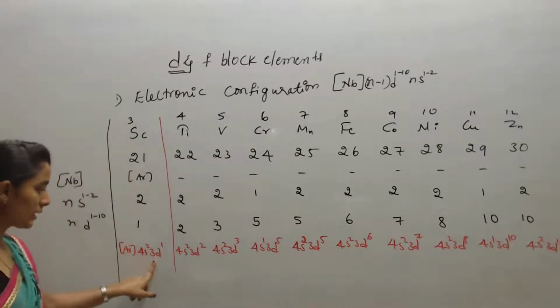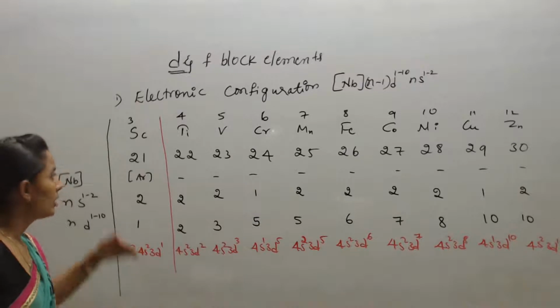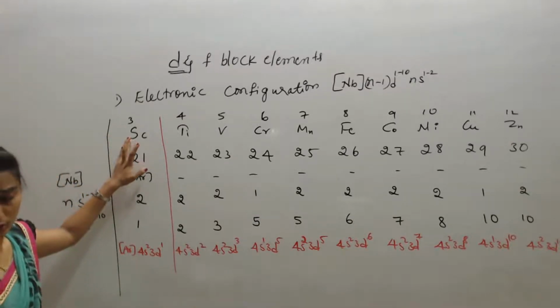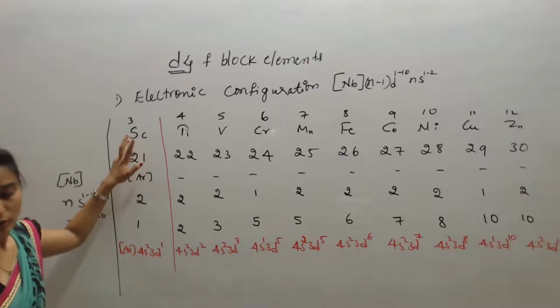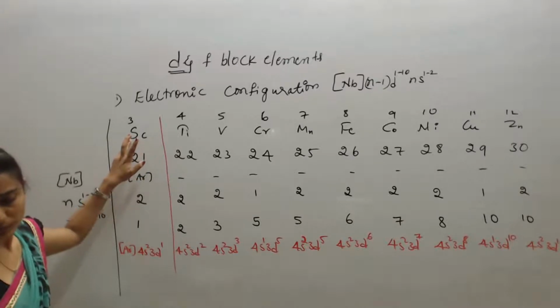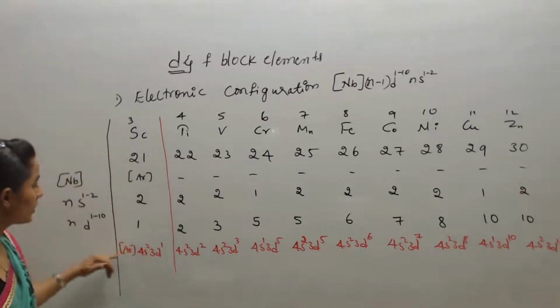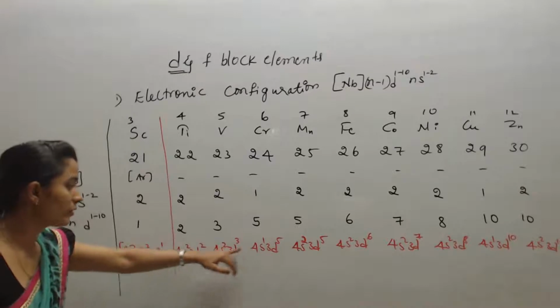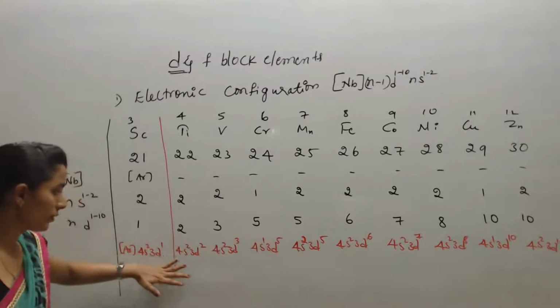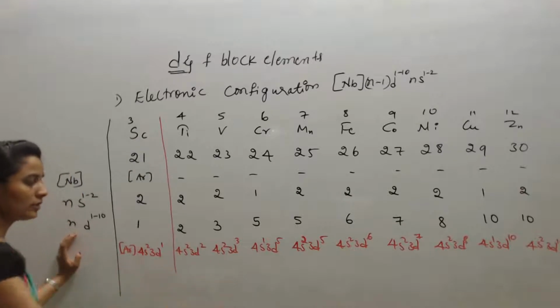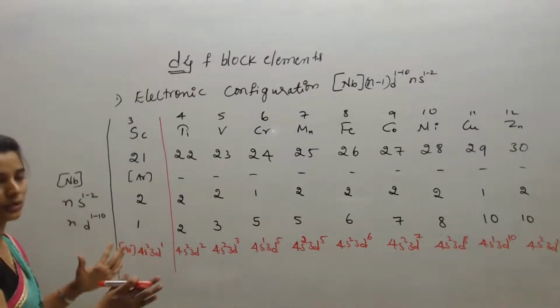That's why it takes 3d, 3d, 3d. Next, after scandium comes yttrium. So the next series follows 4d, 5d, 6d, that is 4d1, 4d2, 4d3, 4d5 like that. But the electronic configuration follows the same thing. This is the way, students.